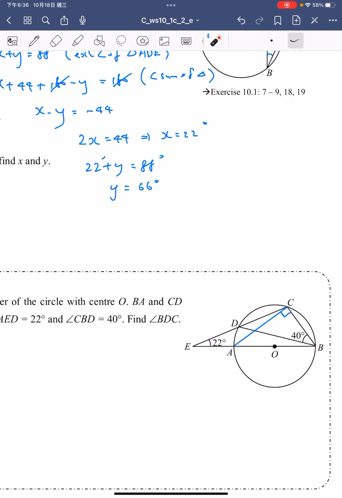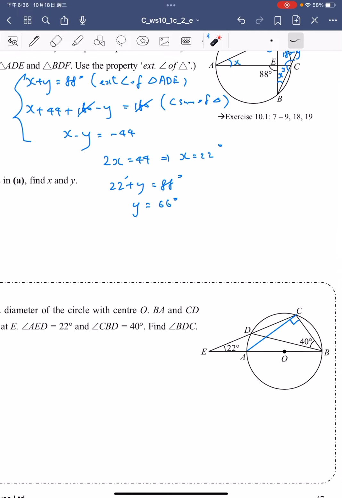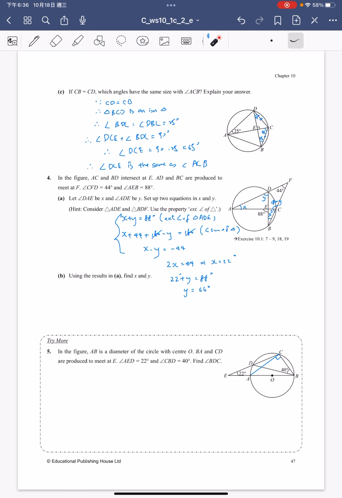Then this is going to be 90 degrees. But bear in mind, it's not included about this part. This small part is not included in our 90 degrees. So now we have the BA.